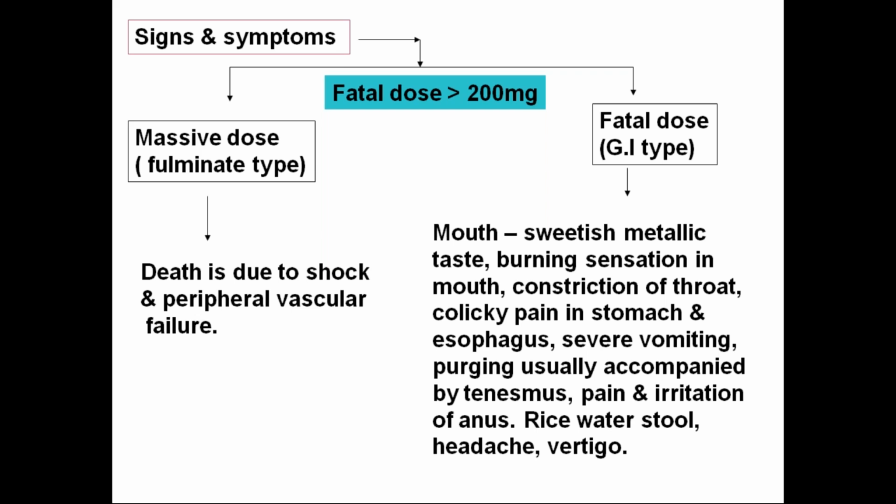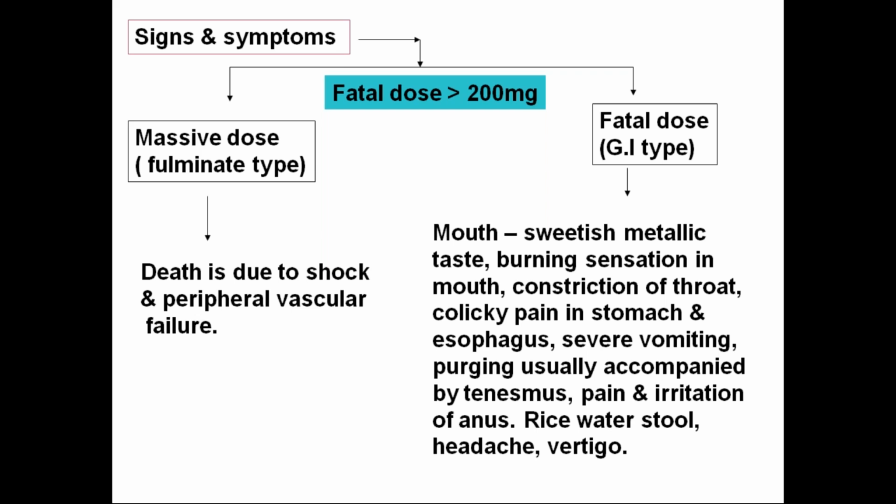Tenesmus means a feeling of defecation, but with pain. And then pain and irritation of the anus is there. And then rice water stool is very important. It is classical of cholera disease. So rice water stool can also be there in arsenic poisoning. That's why it is very difficult to differentiate between arsenic poisoning and cholera. We will know at the end of this class how to differentiate between them. The patient can also experience vertigo. The symptoms are abdominal pain, severe vomiting, purging accompanied with tenesmus, pain and irritation of the anus, rice water stool, and a metallic taste in the mouth. What are the characteristics of the stool?